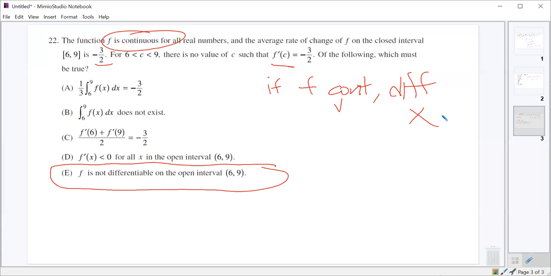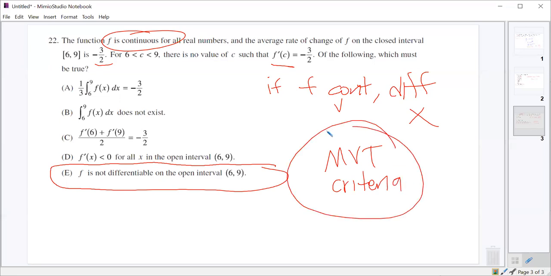Does that make sense to everybody for number 22? All the rest of those things are just things to confuse you. This is just the mean value theorem. It doesn't meet the initial criteria for the mean value theorem.